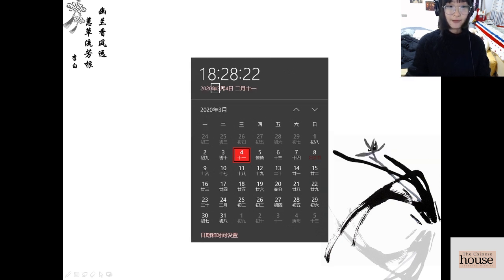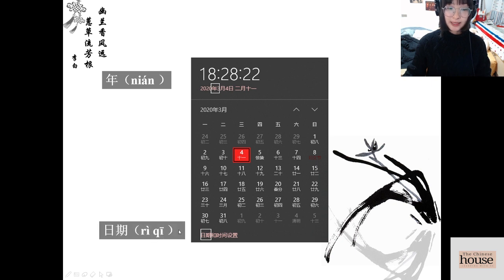Then we have this one, Year, 年. Rising tone, 年. And then we have 日期, which means date. This one, of course, is time, 时间.